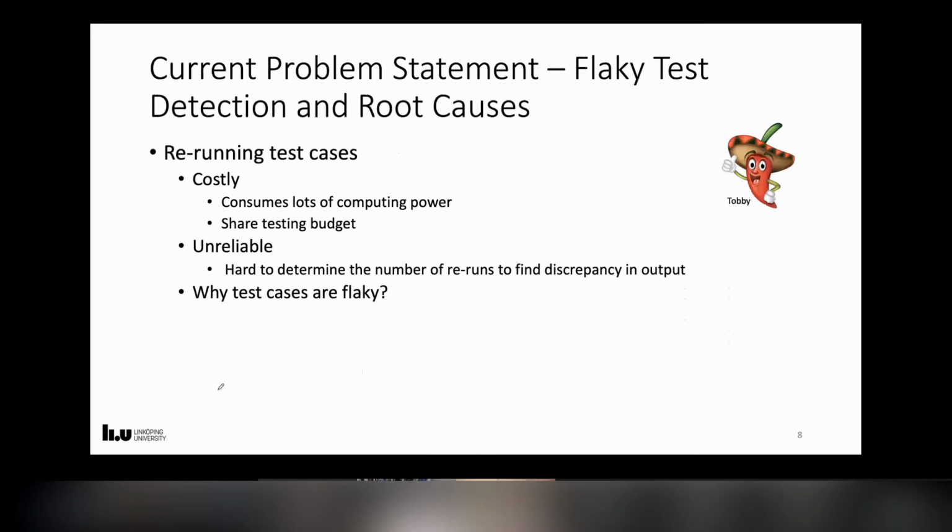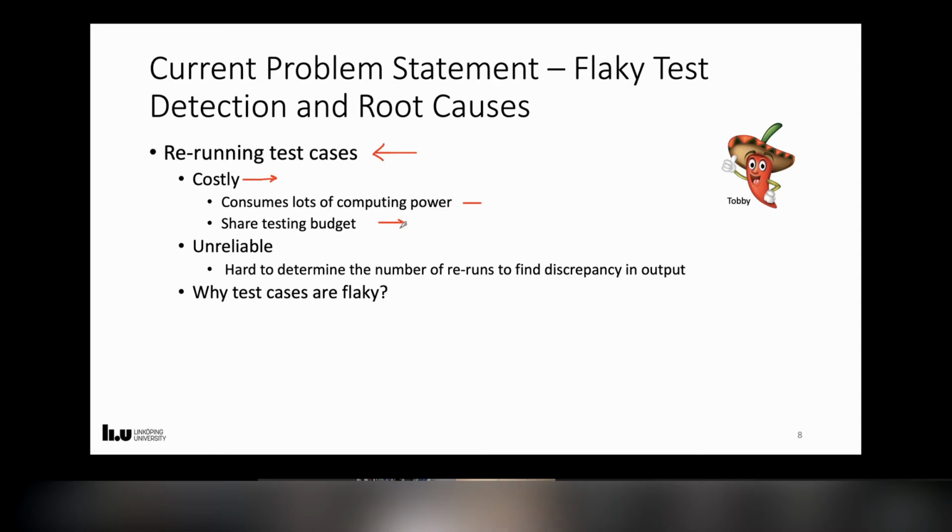Now, the current problem which we tried to address during this sprint is solving Toby's problem. So Toby executed test cases as a tester, and he has noticed some test cases are failing, and he hasn't changed the code. Everything was fine yesterday. Now he wonders why test cases are failing. The only thing he does is rerun the test cases. And of course, when he reruns the test cases 100 times or 200 times, it's costly because it takes computing power and it shrinks the testing budget.